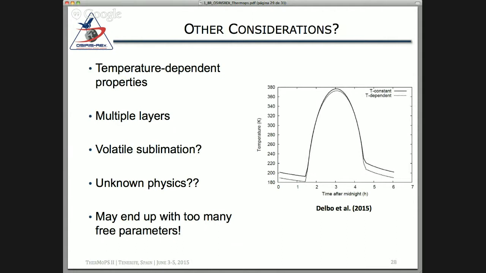We're not currently taking into account multiple layers or volatile sublimation. I expect we may encounter something we haven't thought of at all, because nobody's really taken data on an asteroid at this kind of spatial scale. But we have to caution that we may end up with too much model complexity, so that we have too many free parameters and too few data points to constrain them.